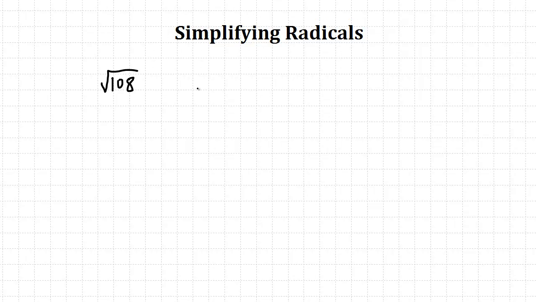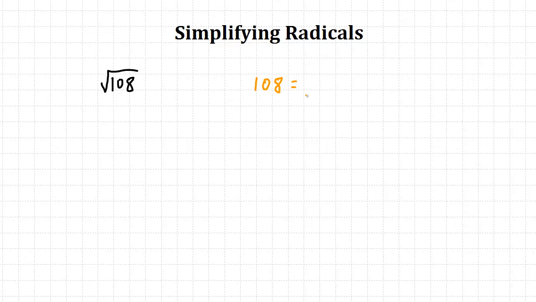Hi everyone, in this video I'm going to take a look at simplifying radicals. Specifically, I want to see what we should do when we encounter the square root of a number that's not a perfect square. So here I have the square root of 108, and I want to rewrite this in simplest radical form. In order to do that, I have to think about the factors of 108.